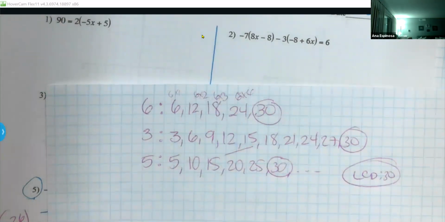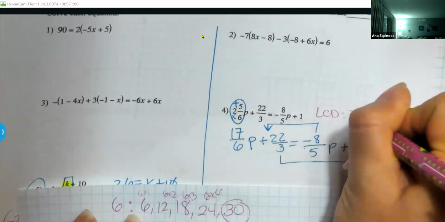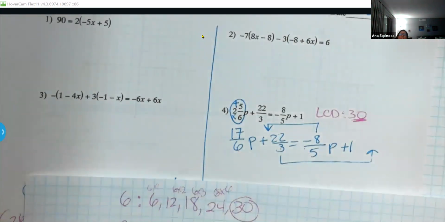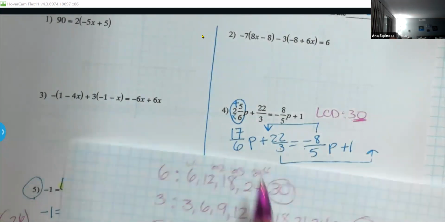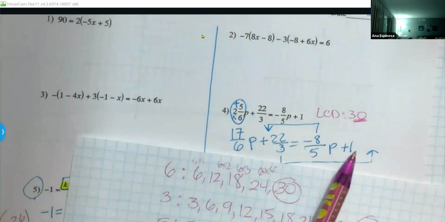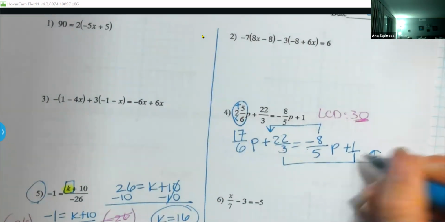And so what you want to do is you're going to use that to multiply by the entire equation. And I mean every single piece. There are 4 pieces. Don't forget about this one. You can put that over 1 if you'd like.